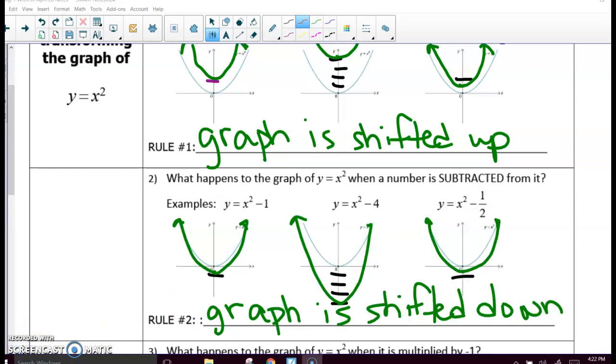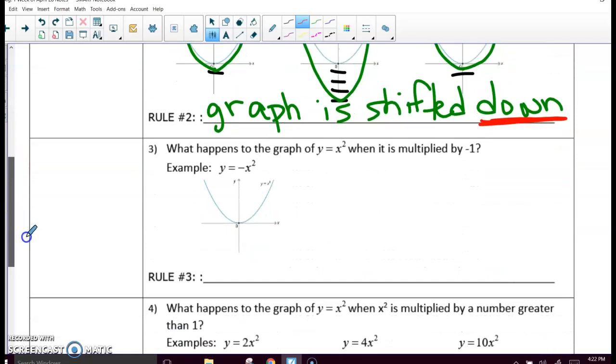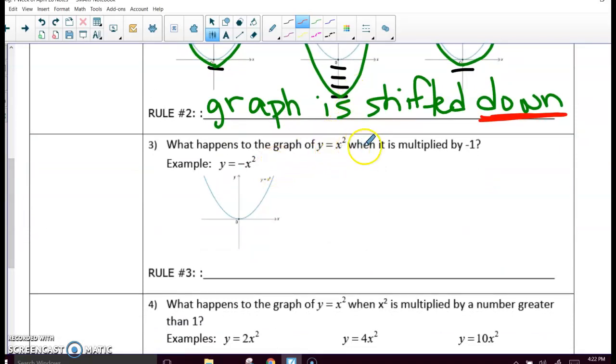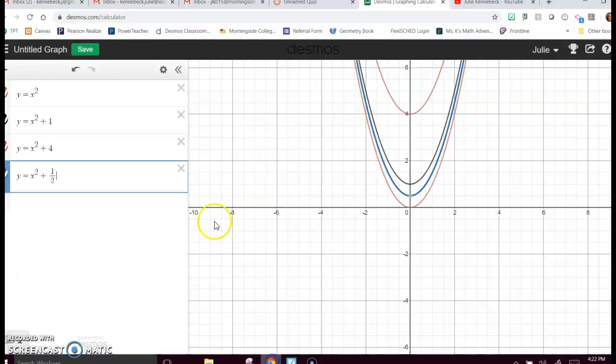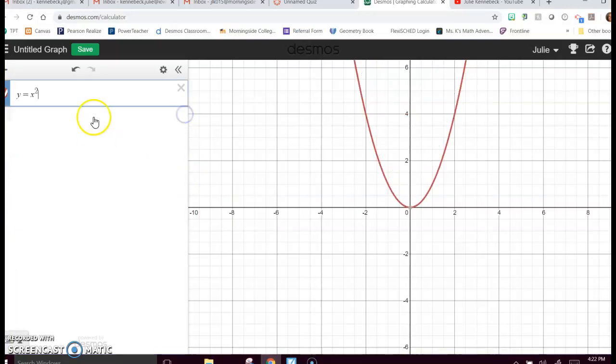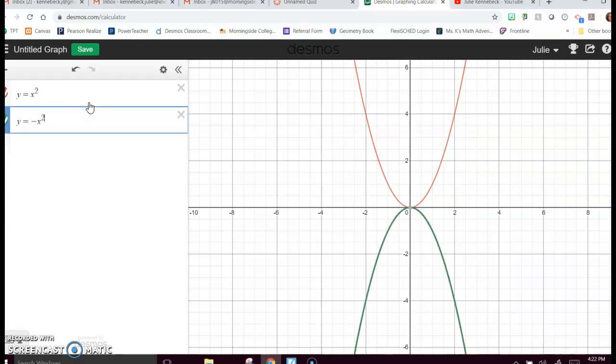As you may have guessed and found after you typed these into Desmos, when a number is subtracted from x squared, our graph is shifted down. What happens to the graph of y equals x squared when it is multiplied by -1? Let's take a look at Desmos. So then I have y equals negative x squared.